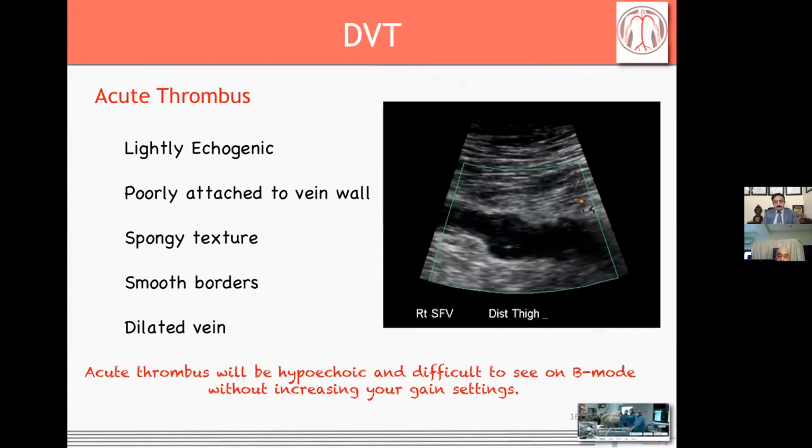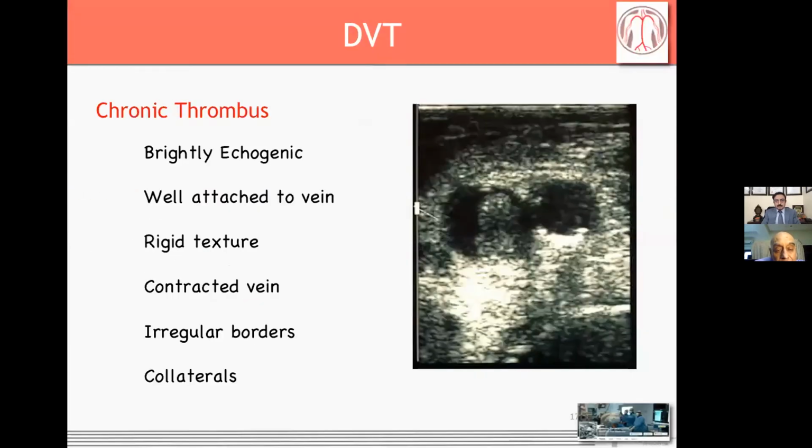Acute thrombus is lightly echogenic, poorly attached to the venous wall. It has a spongy texture. If it's very, very acute, hyperacute, you can easily compress it and oppose the wall. Smooth borders, the veins are dilated. So acute thrombus will be hypoechoic and difficult to see on B mode without increasing your gain. So try to remember that it will be very, very jet black if it is very acute. And if there is a chronic thrombus, there are a few characteristics, like it becomes echogenic. There may be some calcifications, if very, very old.